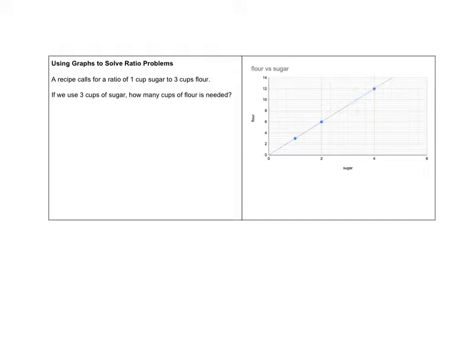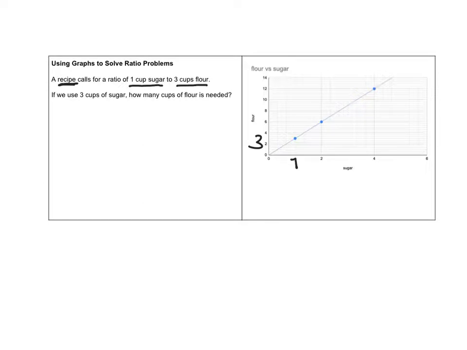And so I'm starting this time with the recipe, which we saw in one of our spreadsheet lessons. And I'm using a recipe of 1 cup of sugar to 3 cups of flour. So you can see that I've plotted my recipe. Here's my 1 cup of sugar to 3 cups of flour.